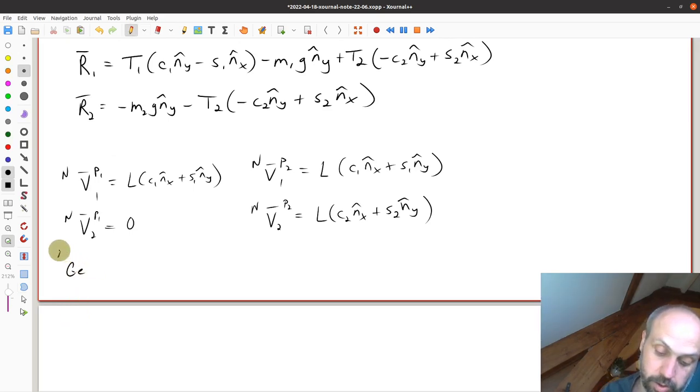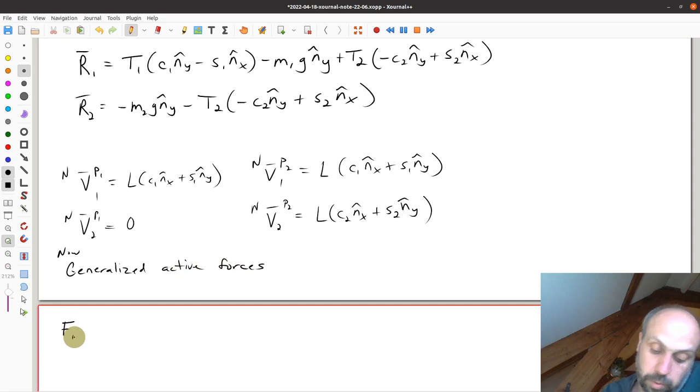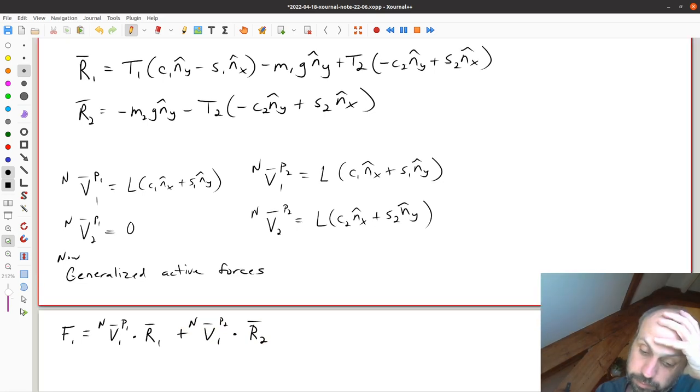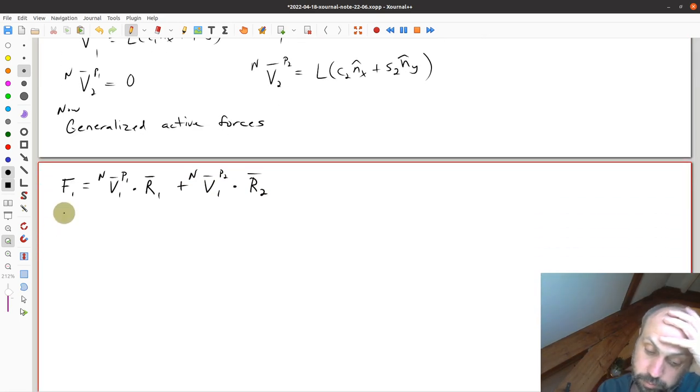let me write that here. So the one associated with the first generalized speed, F1, is going to be the velocity of particle 1 in N, the first partial velocity, dotted with the resultant on the first particle, plus the contribution from the second particle, like so. So if we take these dot products, you should get that, and I'll just write it out, and you can check it yourself.